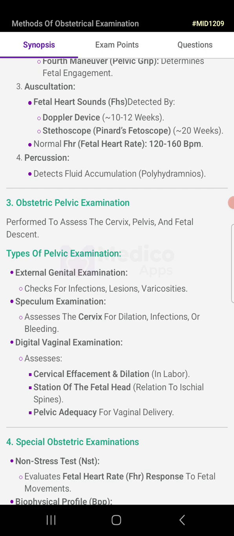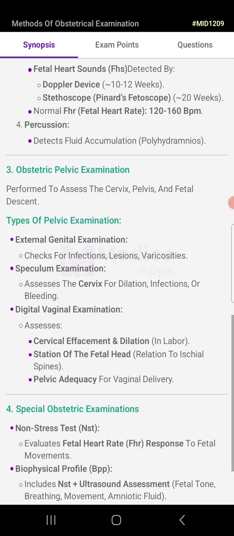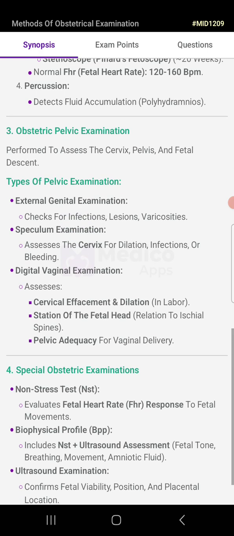Obstetric pelvic examination is performed to assess the cervix, pelvis and the fetal descent. Types of pelvic examination: external genital examination checks for the infection, lesion and the varicosities. Speculum examination assesses the cervix for the dilation, infection and the bleeding. Digital vaginal examination assesses cervical effacement, dilation in the labor, station of the fetus in relation to the ischial spines, pelvic adequacy for the vaginal delivery.